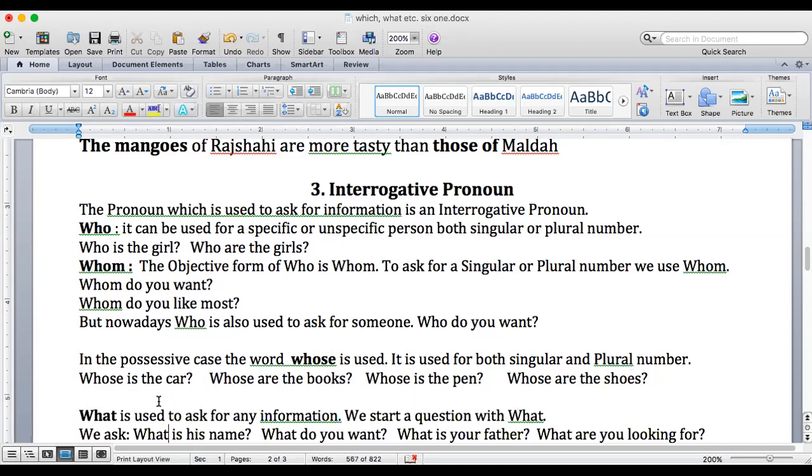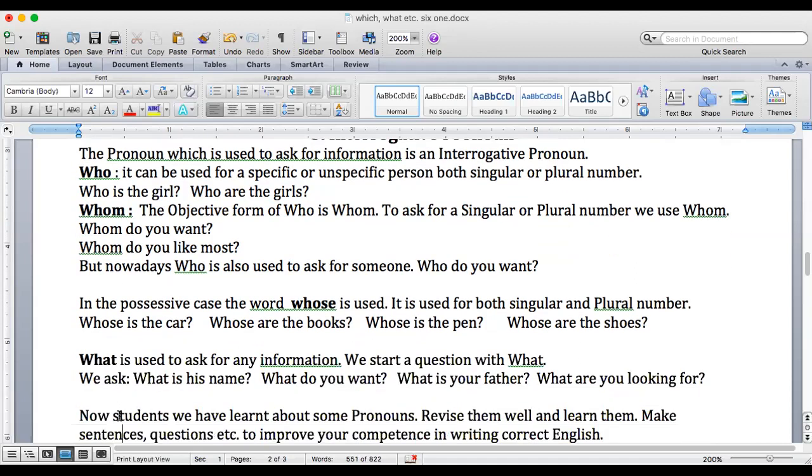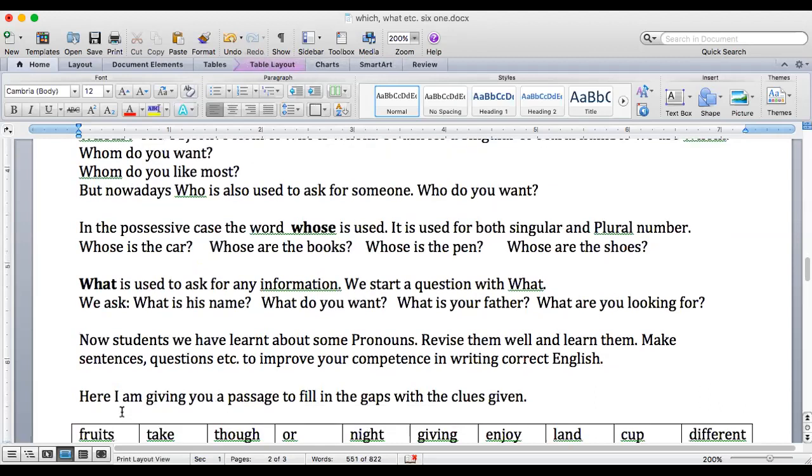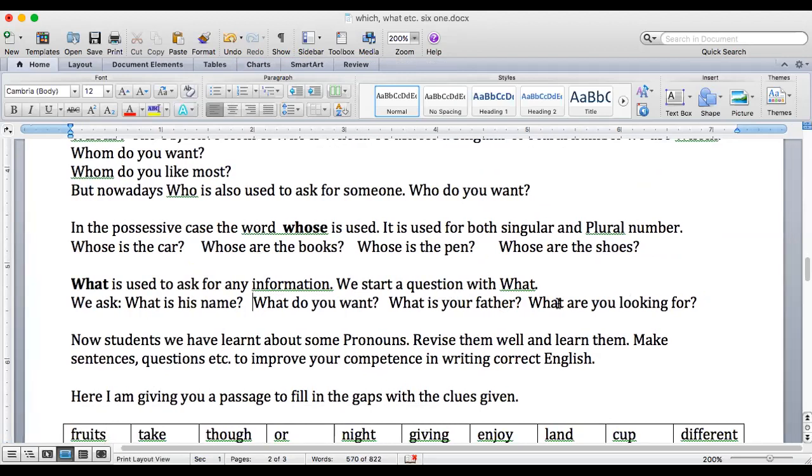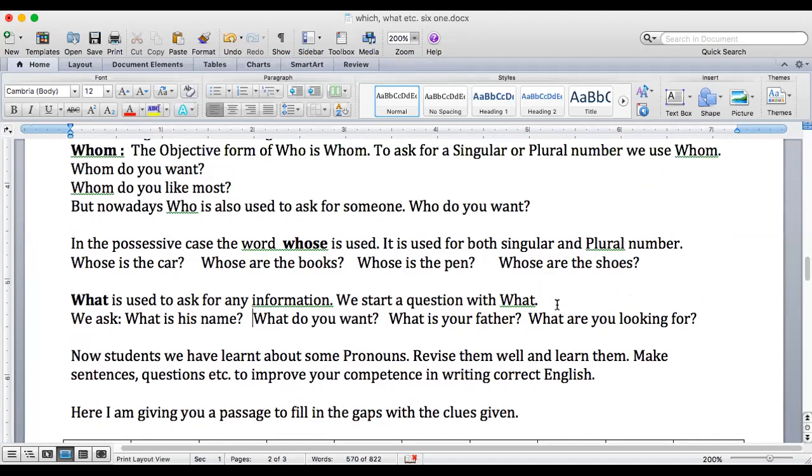Again, now another word, what. Remember this, we are just revising. What is used to ask for any information. When we ask information, we start with what. What is his name? Or what do you want? What is your father? What are you looking for? To ask a question at the beginning, we write what. So these are to ask a question about some inquiry for something.